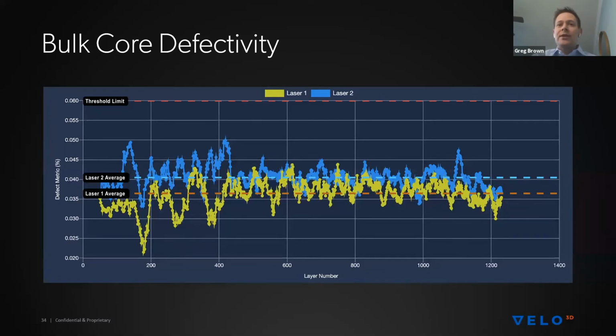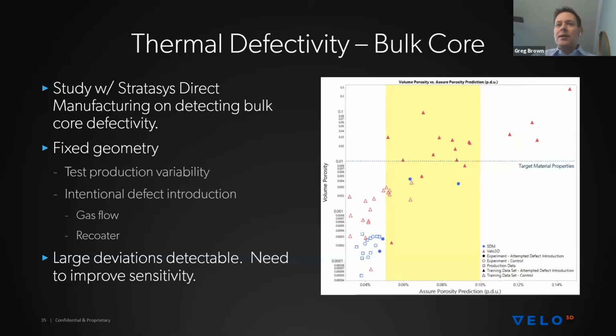So we do have a bulk defectivity metric that we track over layer, and this is just a picture of what Assure is showing for a typical build, showing this defectivity metric as a function of layer for the two different lasers. This defectivity metric is an algorithm that we developed to try to extract what we think the volume porosity of the core is, based off of these signals.